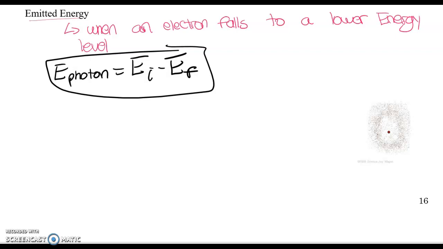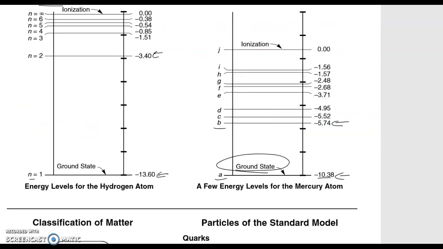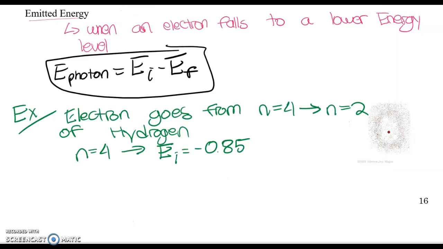So let's do an example. Let's say we have energy going from the n equals 4 to the n equals 2 of hydrogen. Well, the n equals 4 state is going to have an energy of negative 0.85. You can see that by following this little dash over here. These little dashes are weird, but you can try to follow. That's n equals 1, n equals 2, n equals 3, so 4 is that negative 0.85.